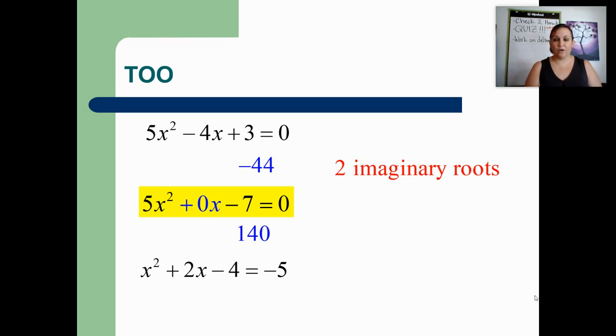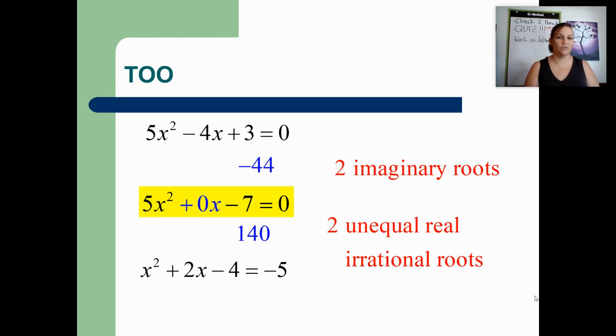Now, if you are not sure if something is a perfect square or not, you can always type it into your calculator and see. So try to take the square root of it. If the calculator gives you a decimal answer, it is not a perfect square. If it is not a perfect square, then we choose our second option, which was two unequal real irrational roots.